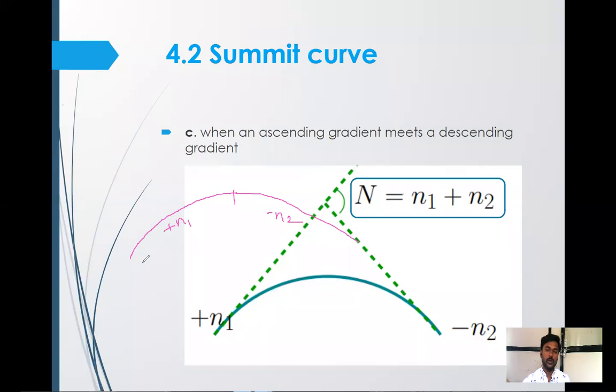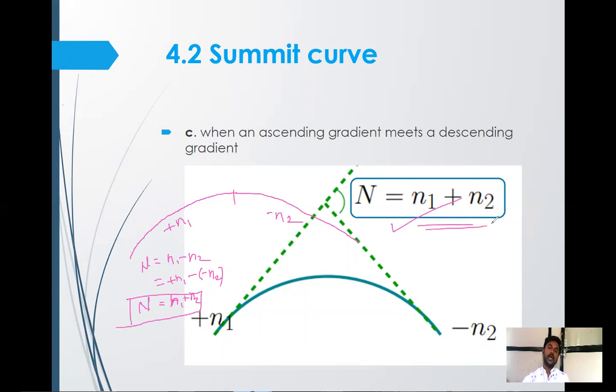So what is our formula for deviation angle? N is equal to n1 minus n2, that is algebraic difference. What is n1? That is plus n1. What is n2? That is minus n2. Plus n1 minus minus, it will become plus n2. So finally this will be the grade component, the deviation angle. It is given here, n1 plus n2.